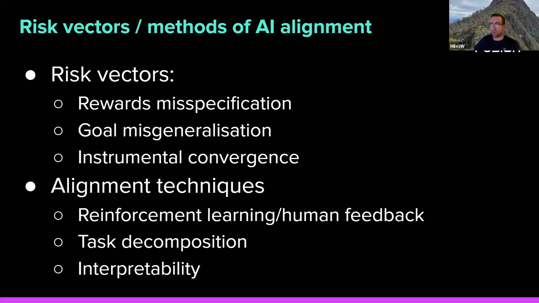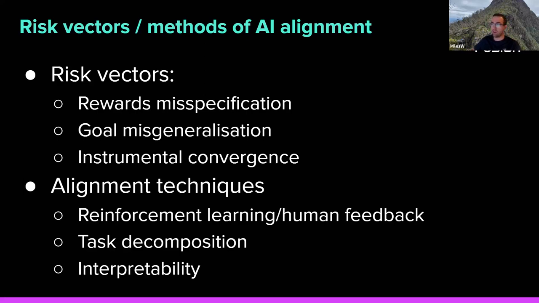Task decomposition is this idea that we can break down bigger tasks into much smaller tasks and look at steps along the way. And interpretability is broadly speaking the approach to look at what the AI is doing under the hood. And as we saw for neural networks earlier, interpretability is quite difficult and still in its infancy. Some breakthroughs are starting to be made, but neural networks are essentially a black box, especially when you have the big models with billions of parameters.